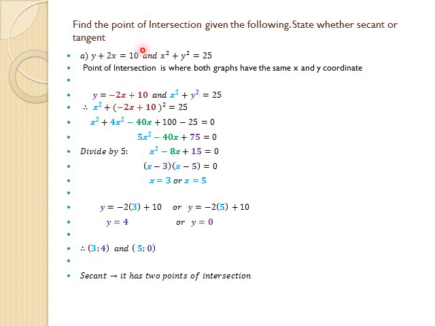So y, if I take 2x over, comes minus 2x plus 10. And I have x squared plus y squared equal 25. So this y and that y is the same because it's a point of intersection. In the place of y, I substitute (minus 2x plus 10) squared equal 25.